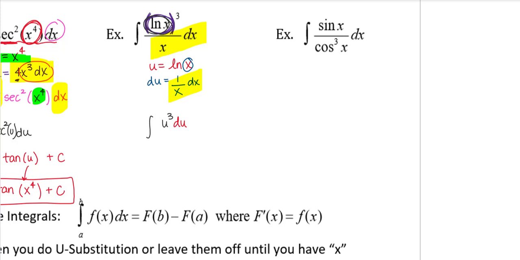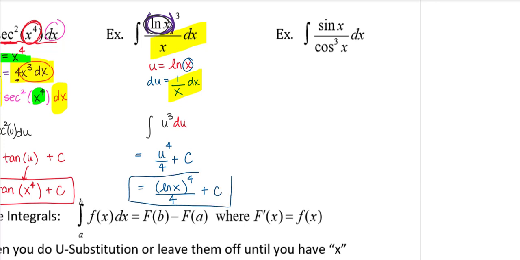Well, I can integrate that all day long. That's just u to the 4th over 4, and this worked out beautiful. Don't forget your plus c, and don't forget to put your u back in. So my u was natural log of x. So again, my answer should be in terms of the same variable that my problem was given in.